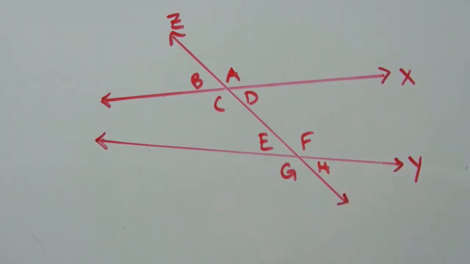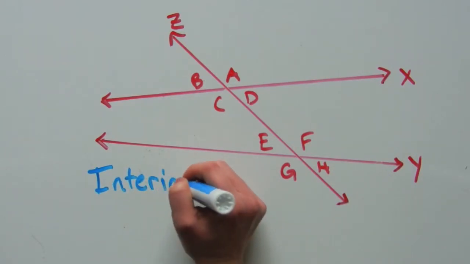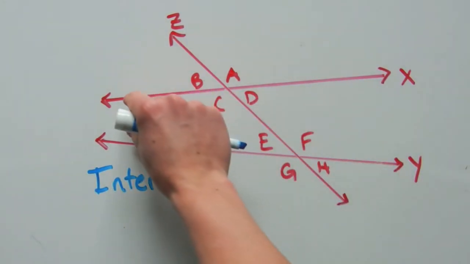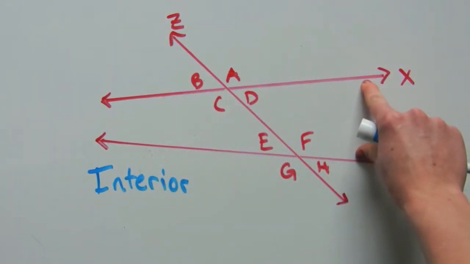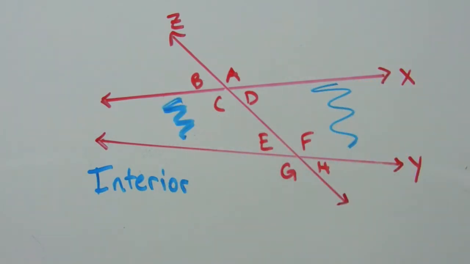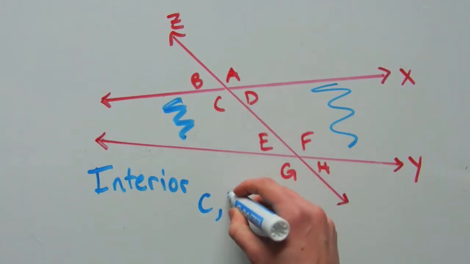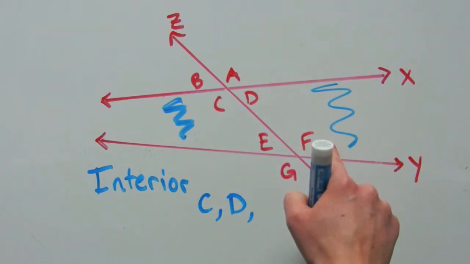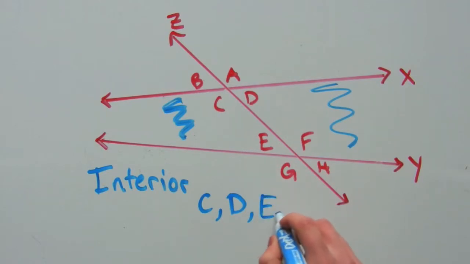First, we are going to look at interior angles. Interior angles are within the two lines that the transversal crosses. So anything within this space. That would be C, D, E, and F. Those are your 4 interior angles.